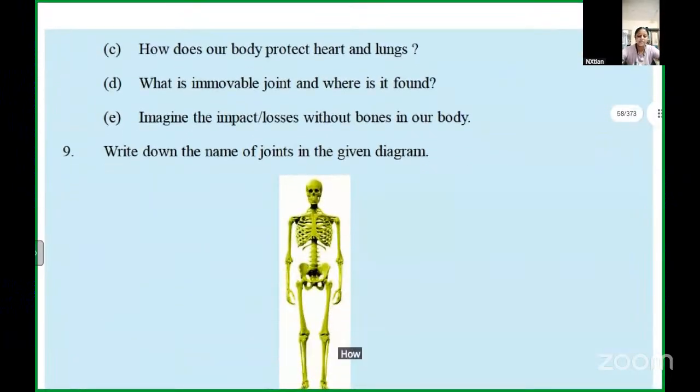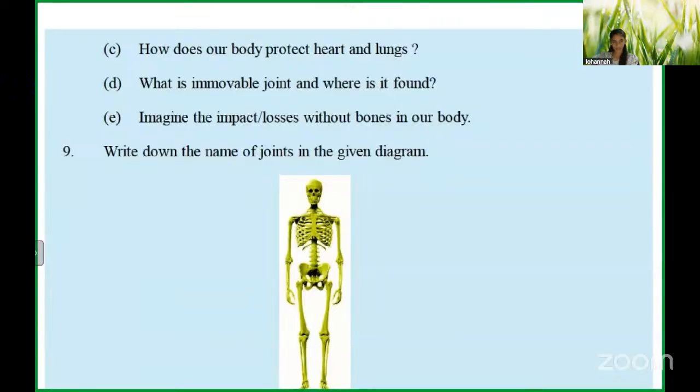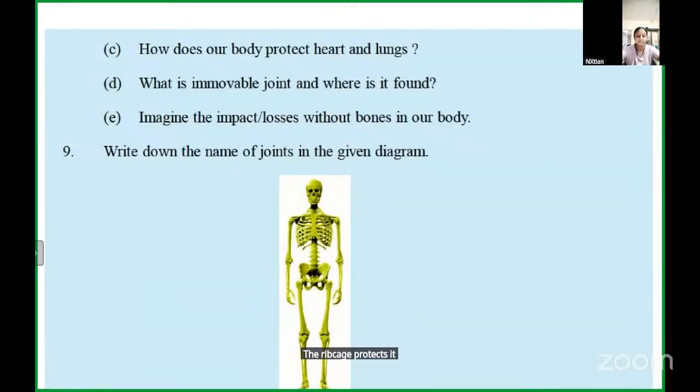How does our body protect the heart and lungs? The rib cage protects it. Yes, it is surrounded by the rib cage. The rib cage is a structure of bones that surrounds the heart and the lungs and protects them. That is right, Johanna.